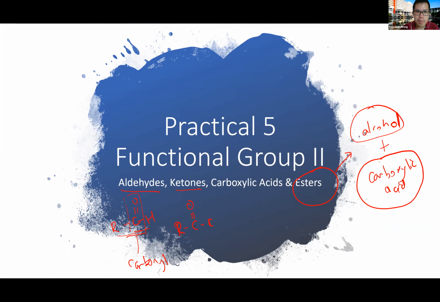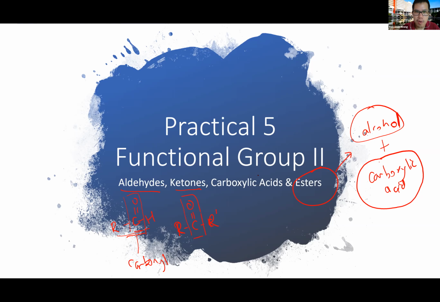Okay, I use R and R prime here. R means it can be any length of hydrocarbon. It can be 1 carbon, 2 carbon, 3 carbon, that doesn't matter here. So I can use the R and R prime to differentiate. The R prime is to show that it is different from R. Here maybe R can be 1 carbon, here R prime can be 2 carbon. So you can use all these to symbolize it.